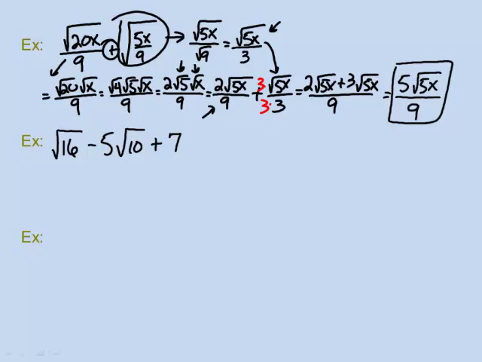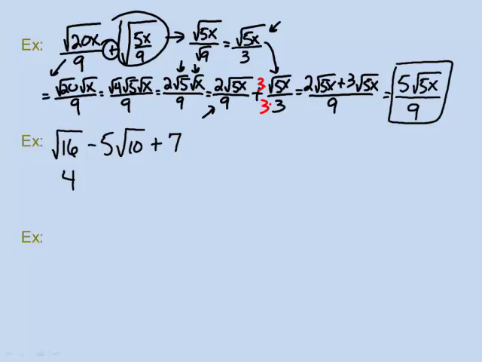This is a subtraction and an addition problem. As written, none of the terms have like terms, so we are going to work with this as well. You might recognize that 16 is one of the perfect squares. The square root of 16 is the same as the square root of 4 squared, so the square root of 16 simplifies down to give us 4.